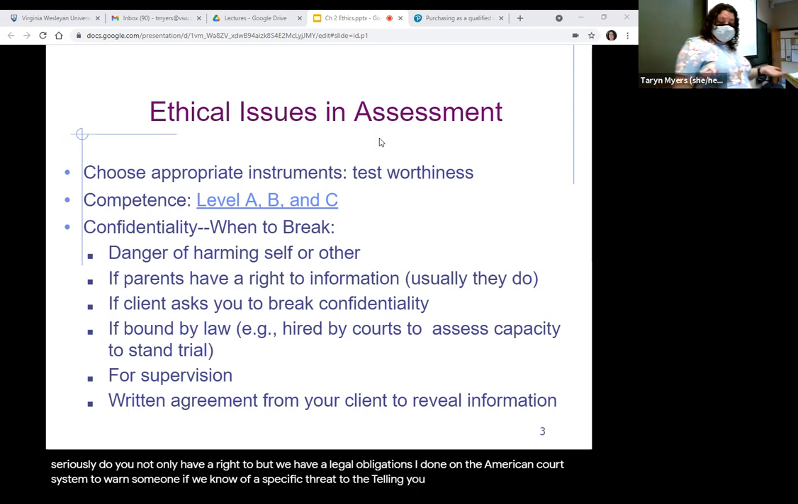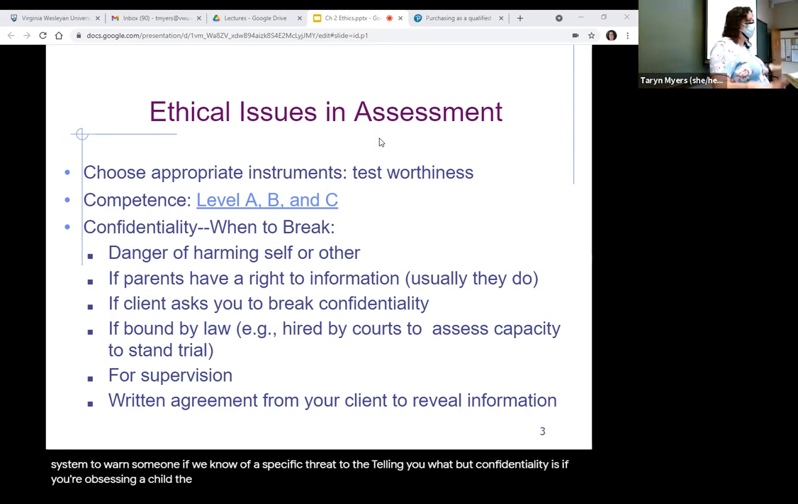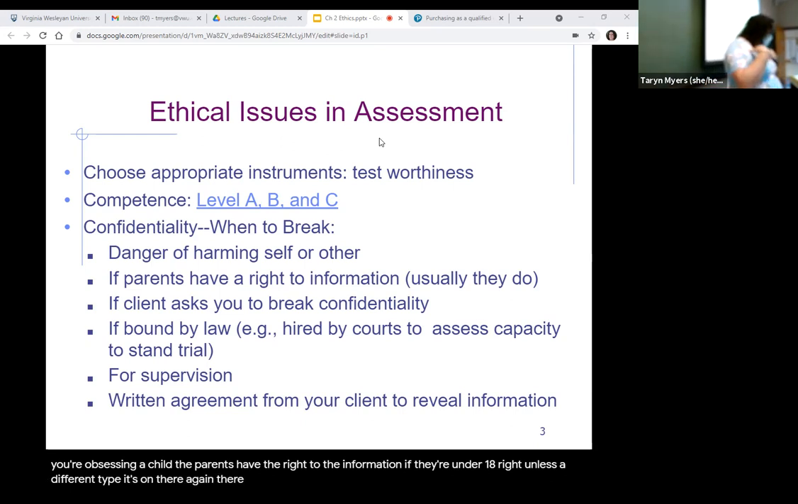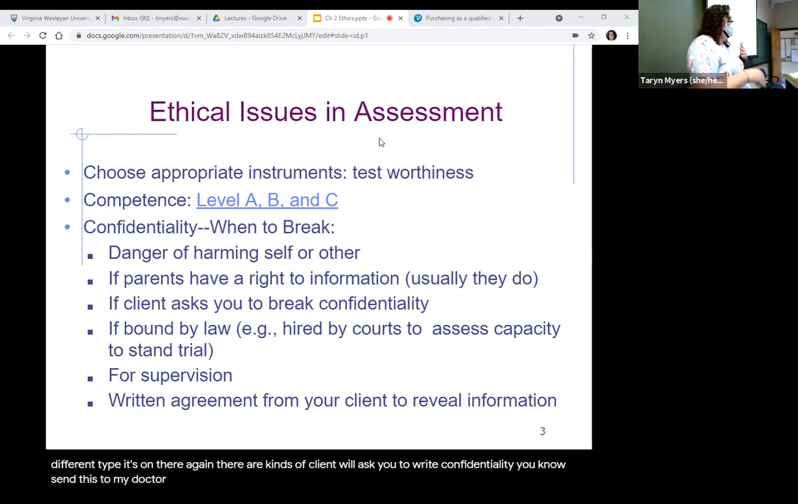Another time you might break confidentiality is if you're assessing a child. The parents have the right to the information if they're under 18, right? Unless a different type is done there. Again, there are times the client will ask you to break confidentiality, you know, send this to my doctor, share this with my school, things along those lines.